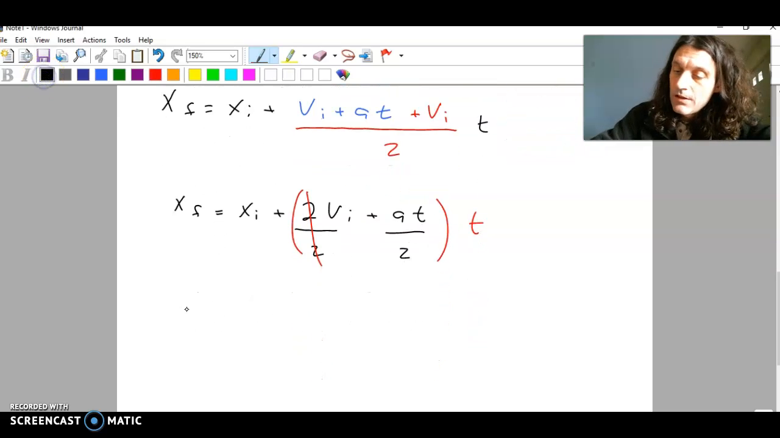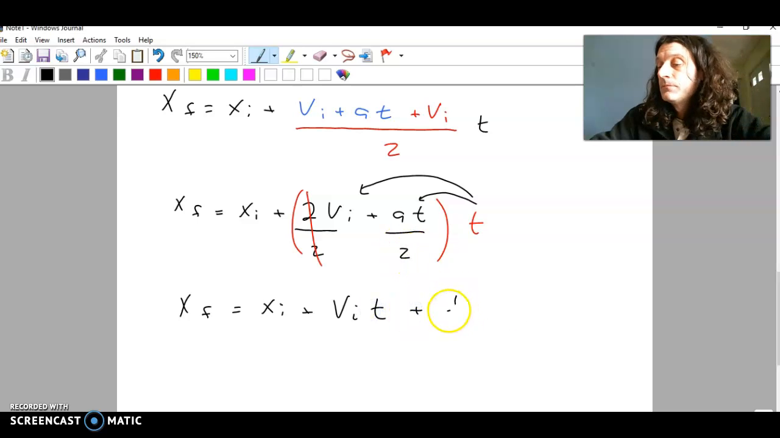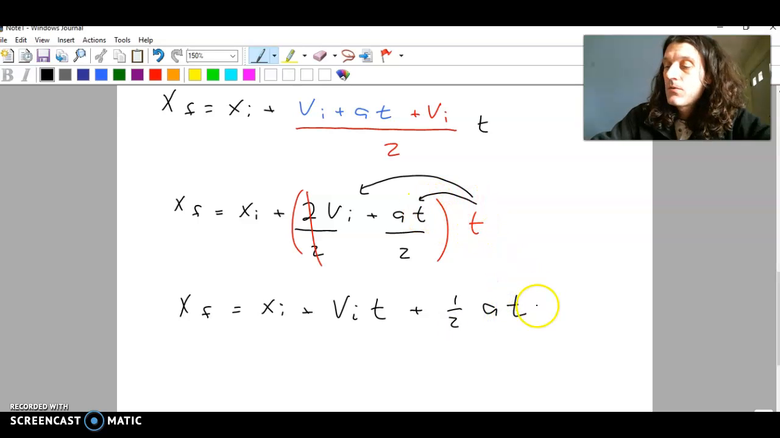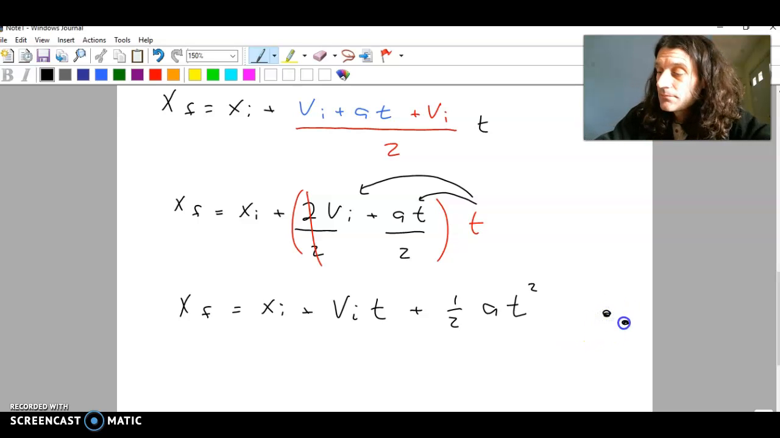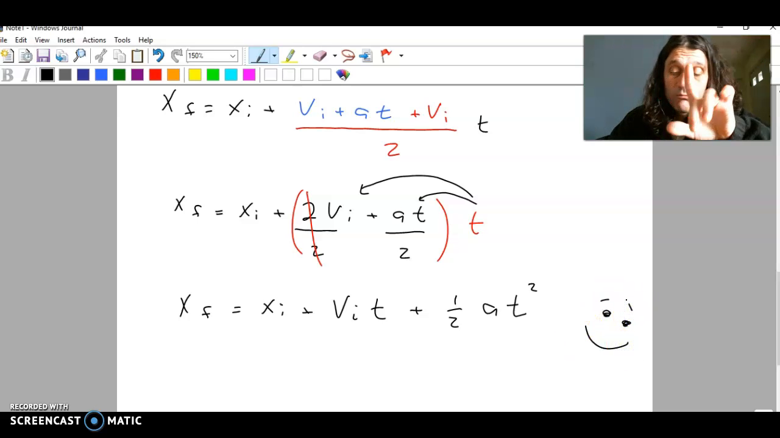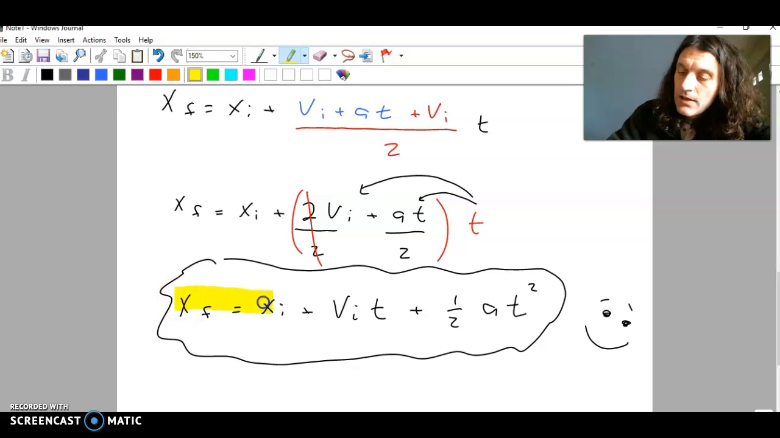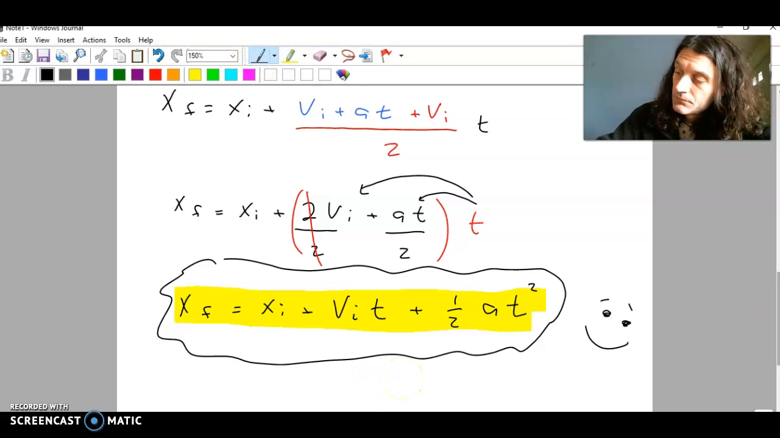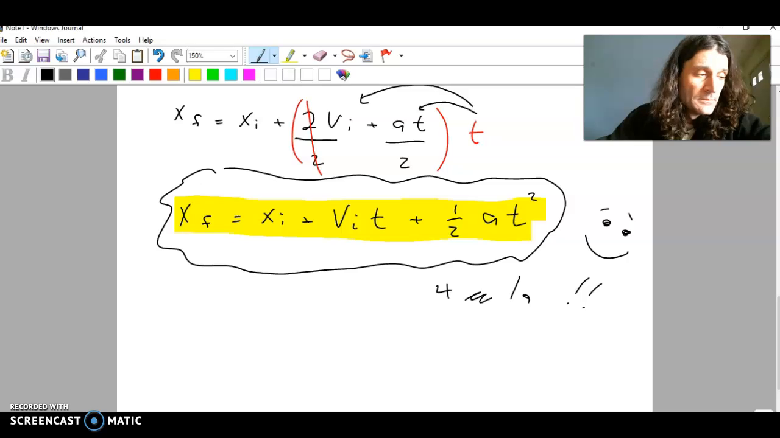Okay? So what do we have? We have xf is equal to xi plus vi with that t distributed, plus I'm going to write that 1/2 at, and this is distributed there also. xf is equal to xi plus vit plus 1/2 at squared. That's the formula. So please, please, remember that.